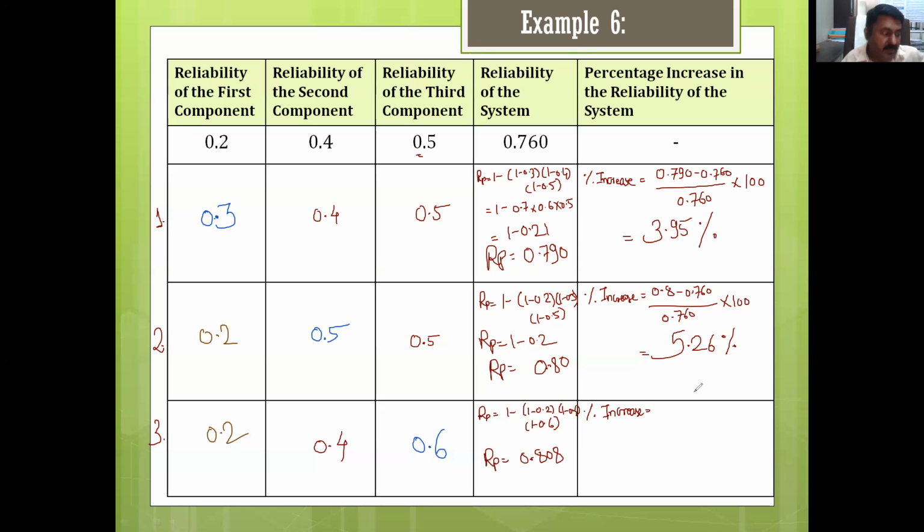Now friends, calculating the percentage of increase in the reliability of the system if the reliability of component 3 is increased by 0.1, so 0.5 becomes 0.6. So now how to calculate? (0.808 minus 0.760) divided by 0.760 into 100. Friends, calculate. So this answer will be 6.32%.